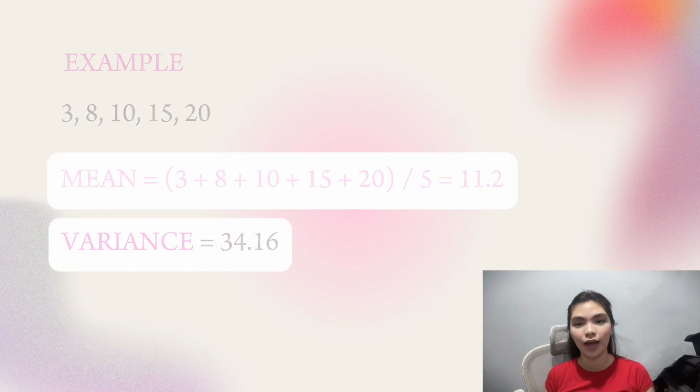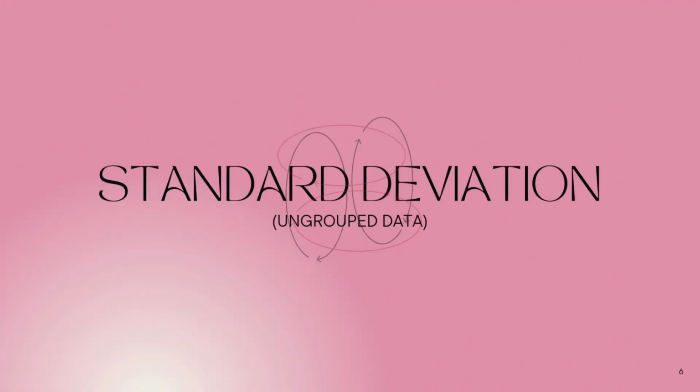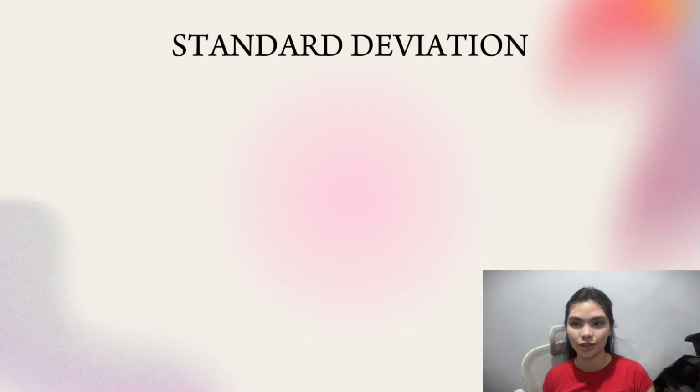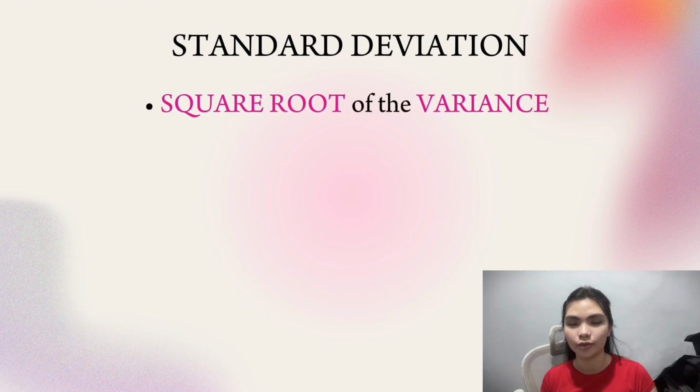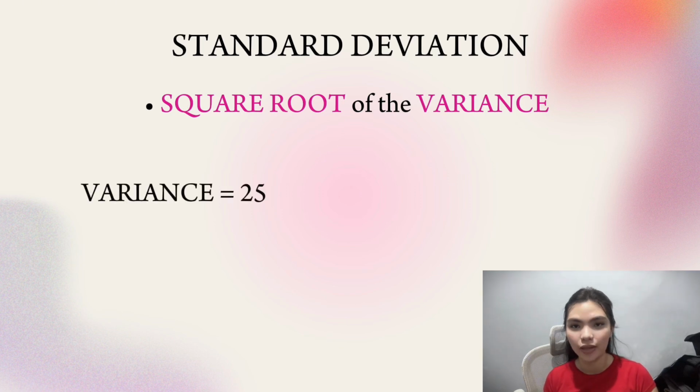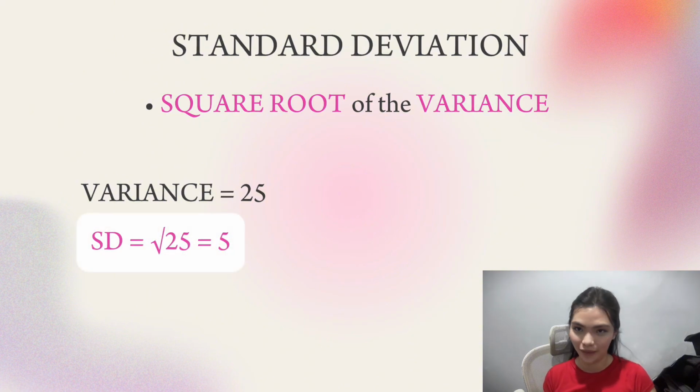And finally, we have the standard deviation, the big sibling of variance. It's just the square root of variance. Why? Because variance is in squared units and standard deviation brings it back to the original scale of your data. For example, if your variance is 25, your standard deviation is the square root of 25, which is 5.